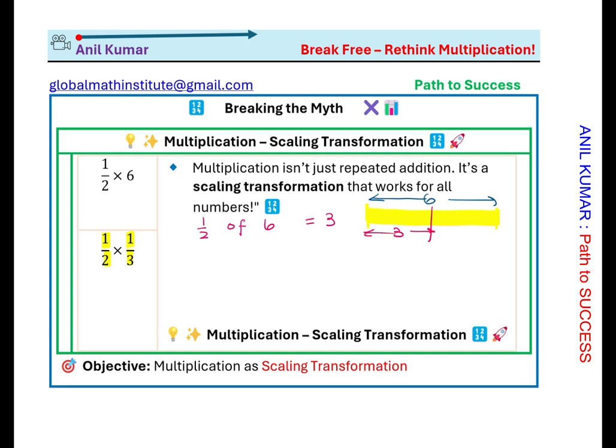That is the scaling factor. We will scale it by a factor of half, right? Now, since half is less than 1, we get a number which is smaller. Makes sense, right? Great. Now, here we are going to do, in the second example, half of 1/3, right?